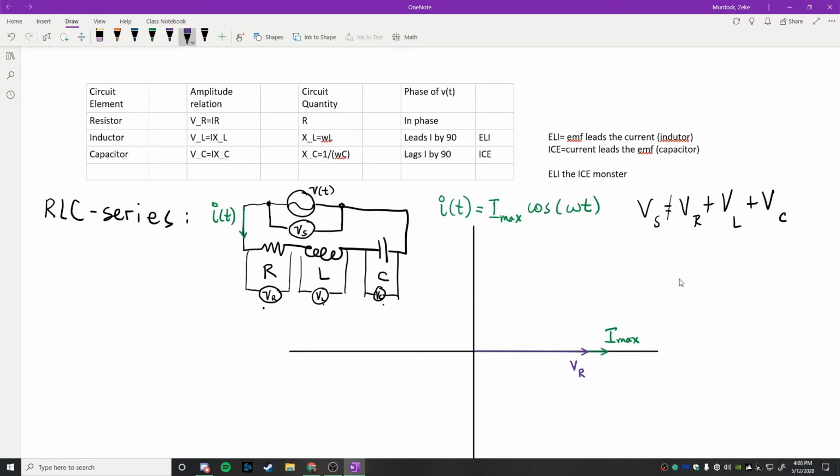Now, we know that for the inductor, the voltage across the inductor leads the current by 90 degrees, right? So if I want to draw an arrow to represent my inductor right now, let's use orange for this one. So this is going to be orange for this guy, and we're using purple for this guy, just so it's clear. For our inductor, it has to lead the current by 90 degrees, right? The EMF across the inductor leads the current, okay? So that means that it's going to be an arrow.